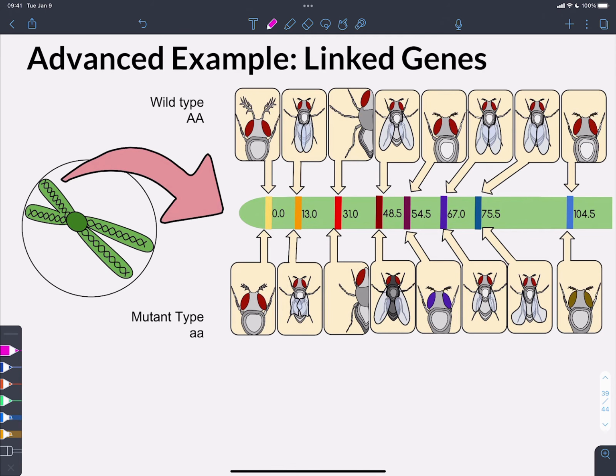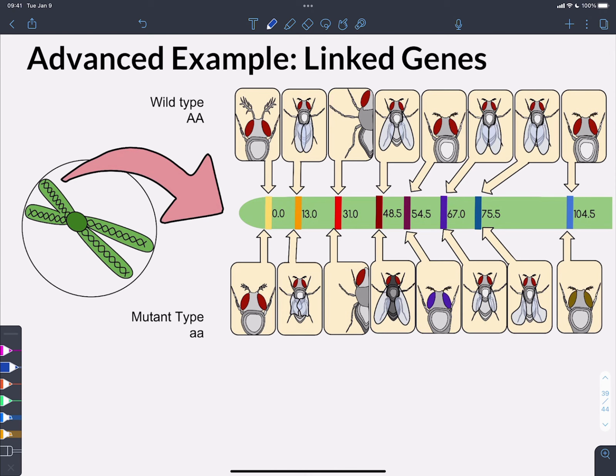Linkage actually refers to a much broader phenomenon than just sex chromosomes, though it was first discovered with the sex chromosomes. It refers to any time genes are on the same chromosome. All of these genes for all of these different phenotypes in these flies are all linked to this particular chromosome. Each of these genes exists at a different place in the chromosome.